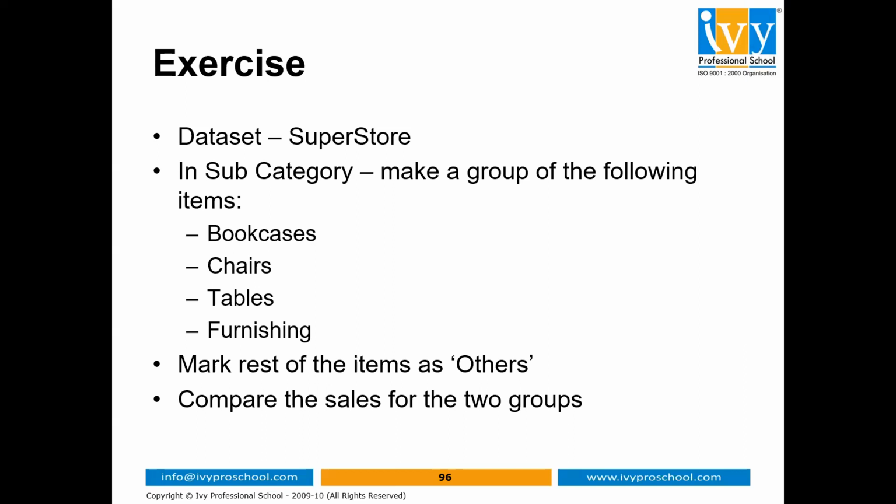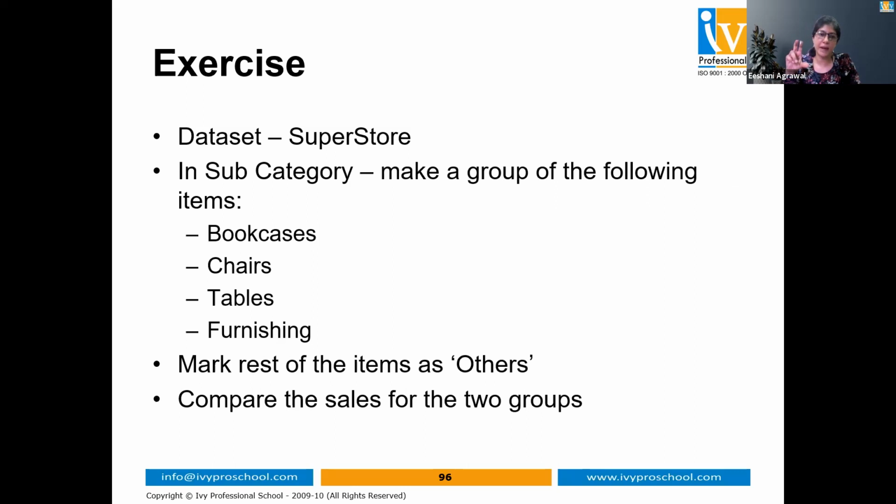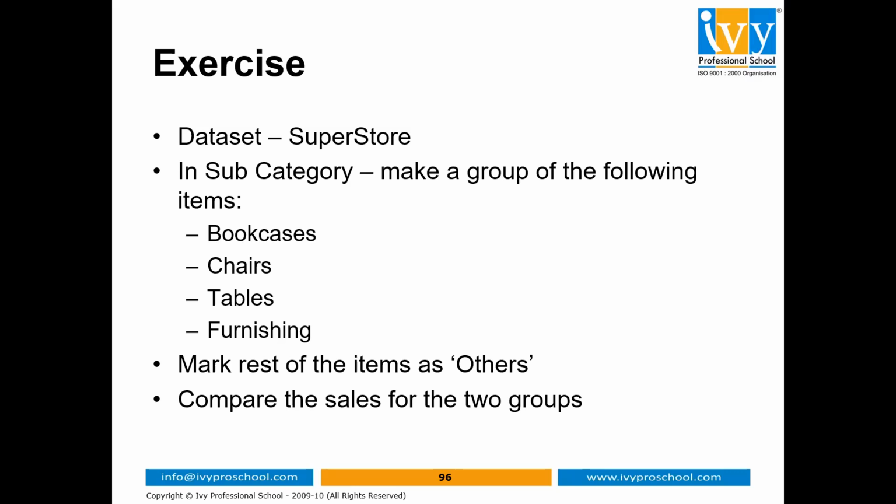Ishani, do we have to include bookcases, chairs, tables, and furnishings in one group? Yes, you're going to create a group. You can name it group one, it doesn't matter. And the rest of the items should be under others. So you convert all the items of the subcategory into two groups, group one and others. Done? Okay. Did you compare the sales of the two groups? That's what I'm doing.